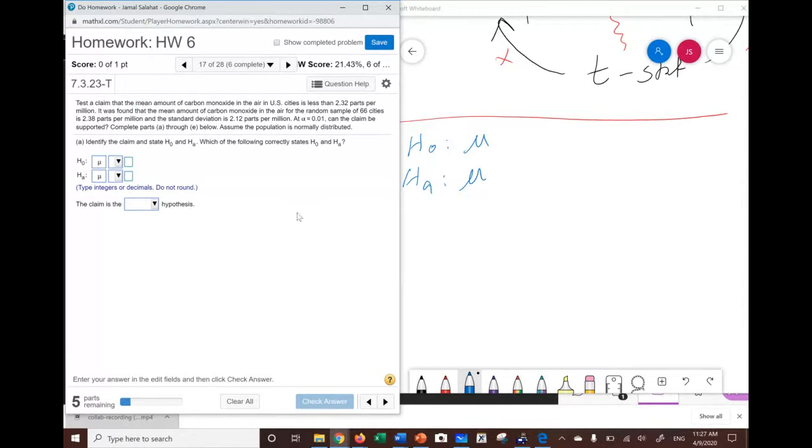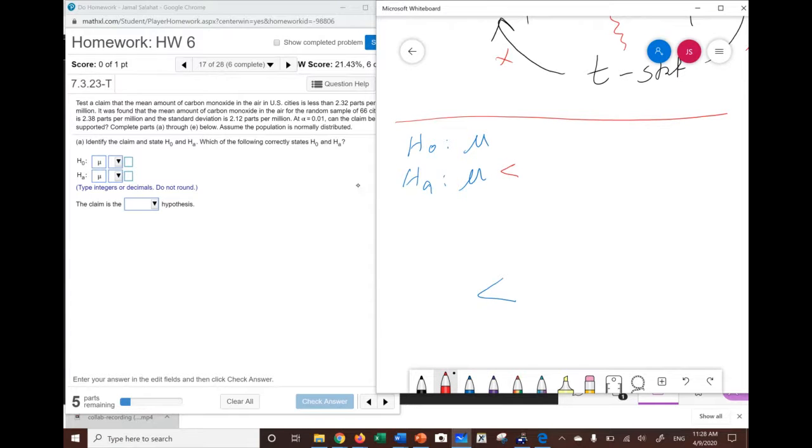And so let's continue now. The mean amount of carbon monoxide in the air in the US cities is less than. Remember, they use the term less than. We know that less than goes with the bottom. If less than goes with the bottom, greater than or equal goes in the top. So let's come in here.